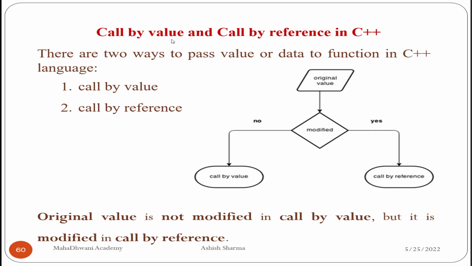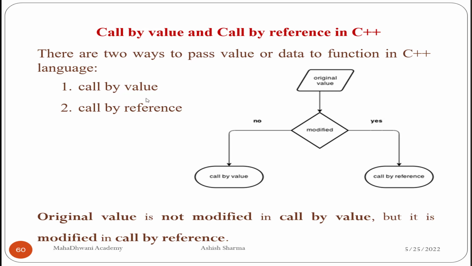Now call by value and call by reference are for parameterized functions. So here there are two ways to pass value or data to a function in C++ language: call by value and call by reference. These are the types of parameterized function, because in a parameterized function only are we allowed to pass the value. In a non-parameterized or default function, we are not going to pass any value as a parameter.